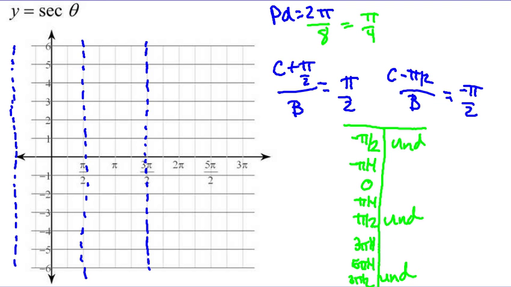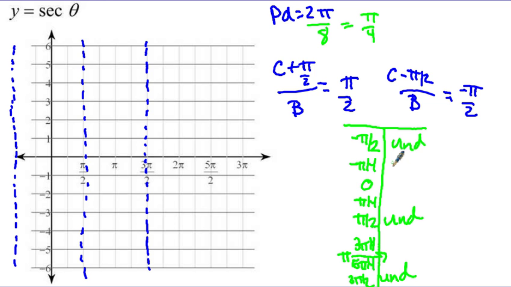Whoops, sorry, I missed one. In between this 3 pi and 5 pi, there should be just a pi. So right here, I'm going to squeeze it in right here.